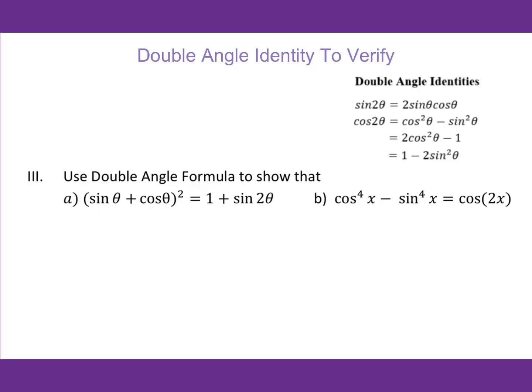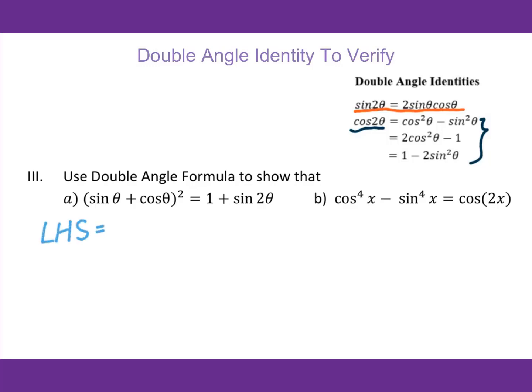Today's lesson is use double angle identity to verify. First of all, let's go over these double angle identities. You have sine 2 theta equals 2 sine theta cosine theta. For cosine 2 theta, you have three options. According to the different situation, you decide which one you got to use. Let's go to A.